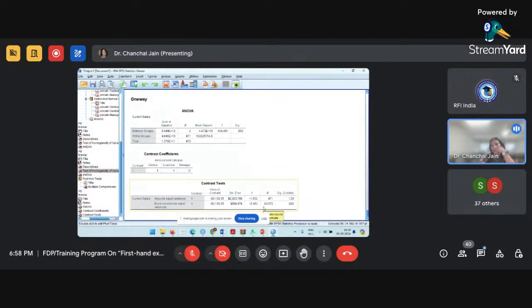Anyone? There is a significant difference in all three means, ma'am. In all three means? No, ma'am. I think we are comparing only clerical and custodial. So why will we say all three? Okay. T can only compare two.